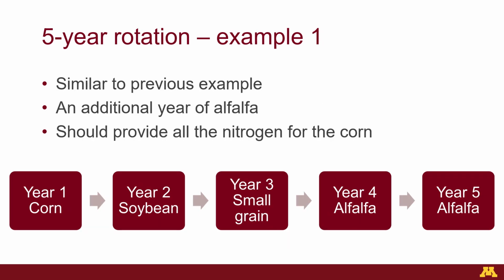Here we show an example of a 5-year rotation. Year 1 is corn, Year 2 is soybean, Year 3 is a small grain, and Years 4 and 5 are alfalfa. This is the same rotation as the previous slide, but with an additional year of alfalfa. 2 years of alfalfa in most cases will provide all the nitrogen necessary for corn.